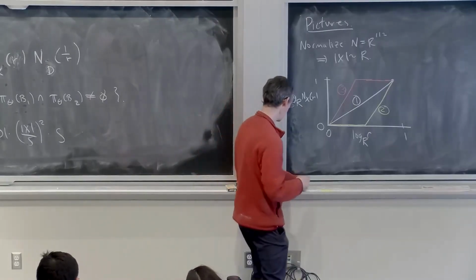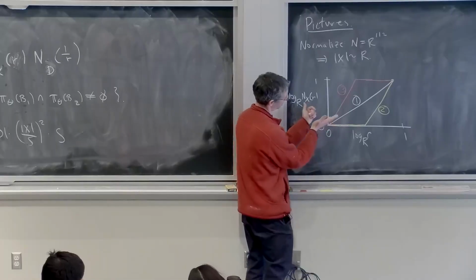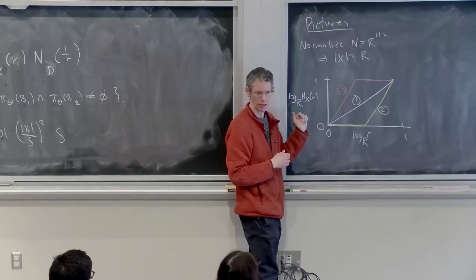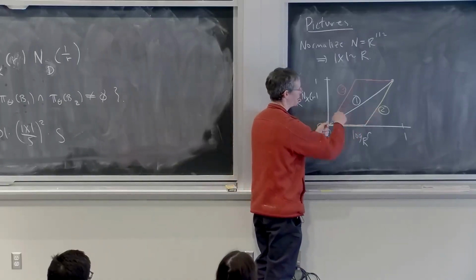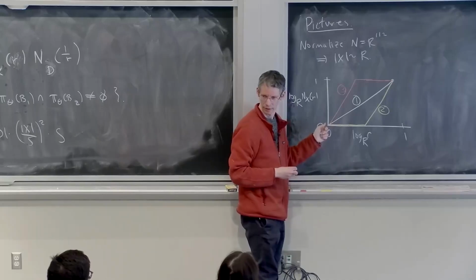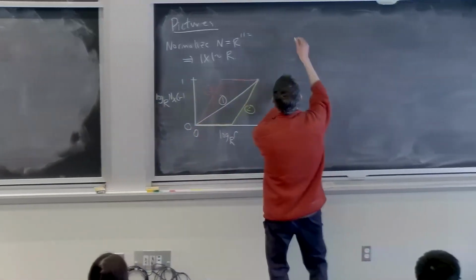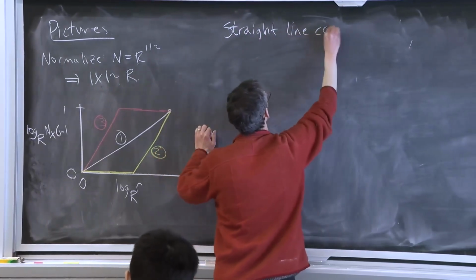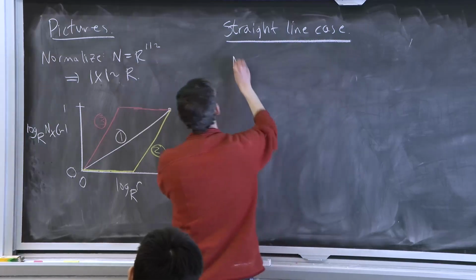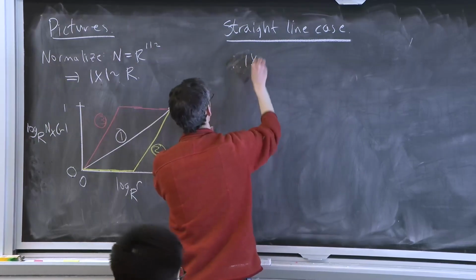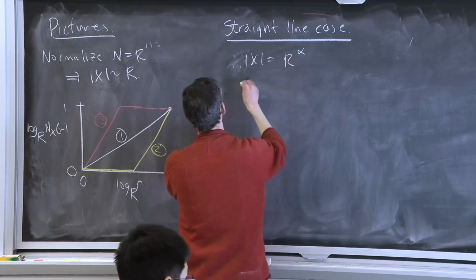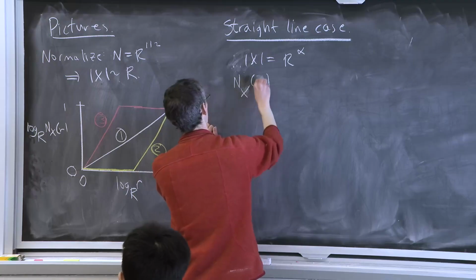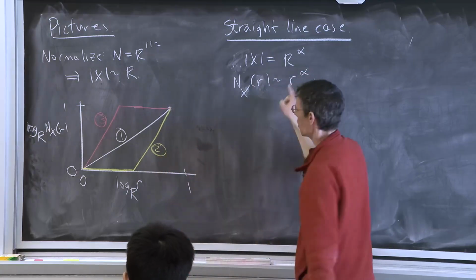OK. So in this theory, it turns out that for things that grow, the straight line case is an important case. And there's an important distinction between things that are below the straight line and things that are above the straight line. The straight line case would be that the size of x would be r to the alpha for some alpha, and then n sub x of little r would be little r to the alpha. That would be the straight line case.